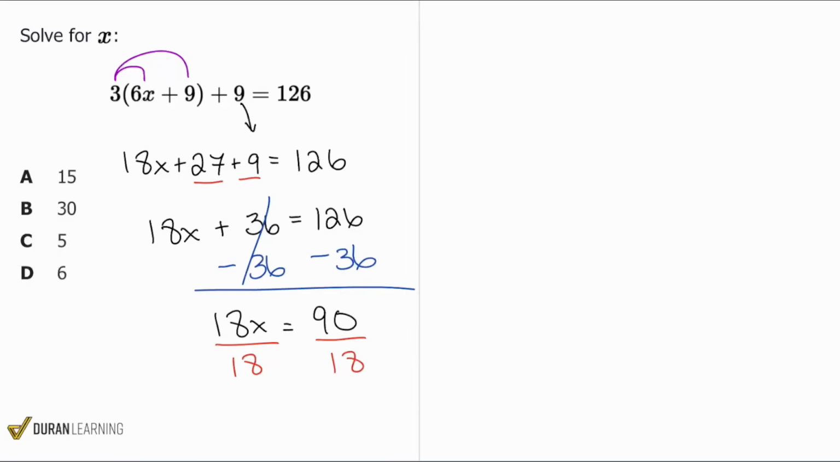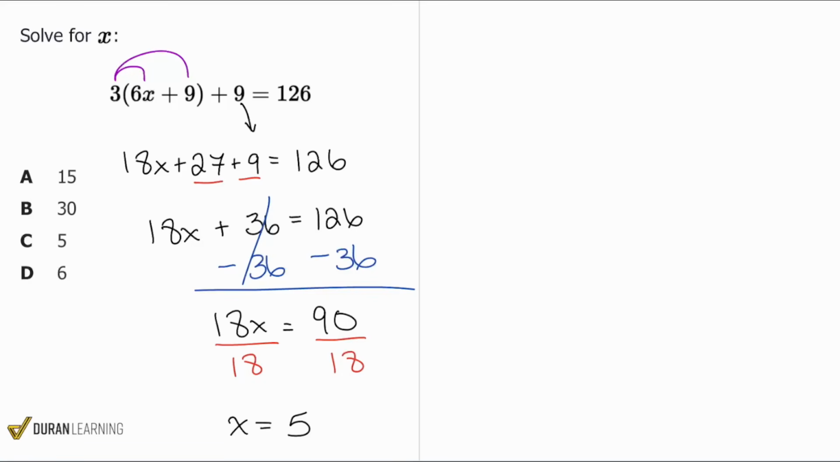And we're done. 90 divided by 18 is the same thing as what? We can divide both by 9. And that ends up giving 10 divided by 2, which is 5. So cool. We can absolutely do it that way. We can get x equals 5 like that.